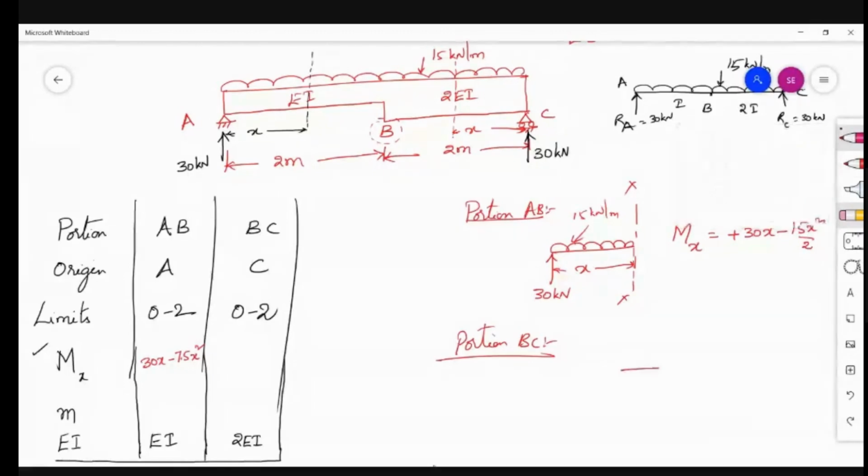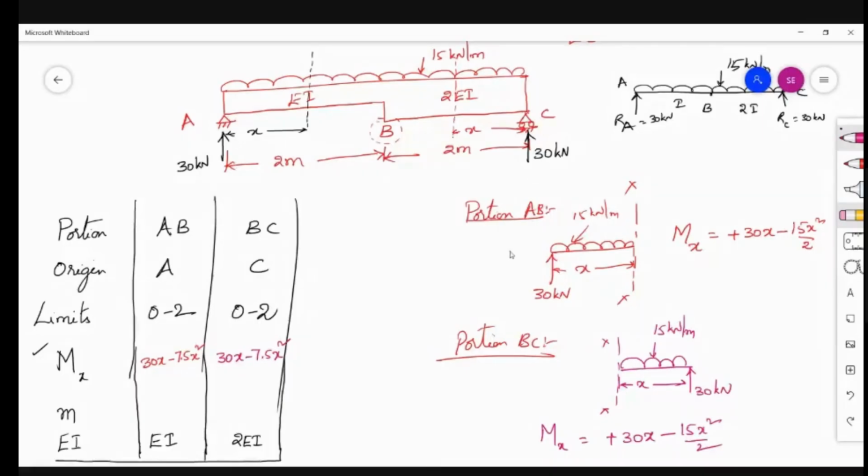So write down the free body diagram towards right side. This is our RC, 30 kilonewtons. UDL is acting, 15 kilonewton per meter. The distance is x. Here the moment is nothing but 30 into x, which is sagging, minus 15x squared by 2. So 30x minus 7.5x squared. Those are the given moments in the external load system.